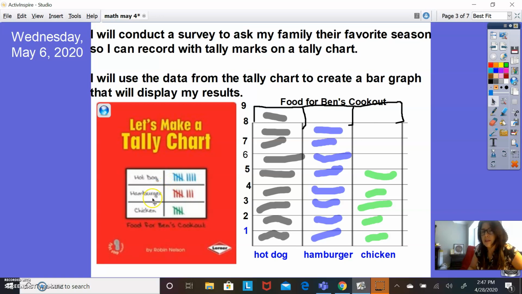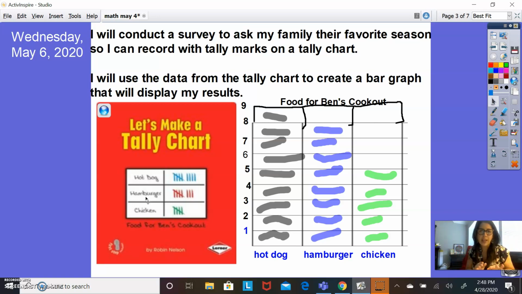And when we create a tally chart, we start with listing our choices. So first we have to think about what data we want to collect. So we're talking about our favorite color, our favorite toy, favorite season like you did this week. We think about what information we want to collect, so we think about a question about something that we want to find out. So once you have your idea or your topic, then you think about the answer choices. You can't have too many.